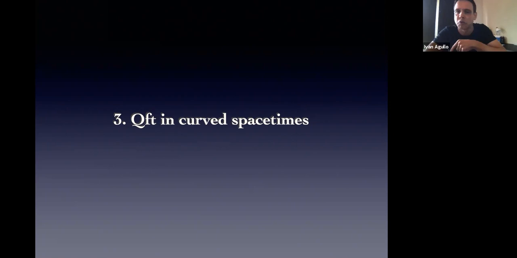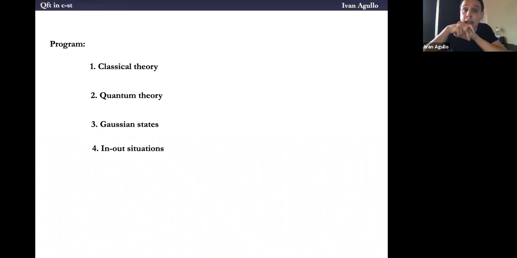If the theory is not linear, then you need to do more effort. What we do is to solve the linear theory and then perturbatively solve the nonlinear theory. But the linear theory is still the same. So this is still useful as the beginning of a perturbative expansion. Okay. So the program for quantum field theory is going to be the same. Classical theory, quantum theory, Gaussian states. I think this Gaussian state is going to be just a section, and in-out situations you will see what I mean by that.